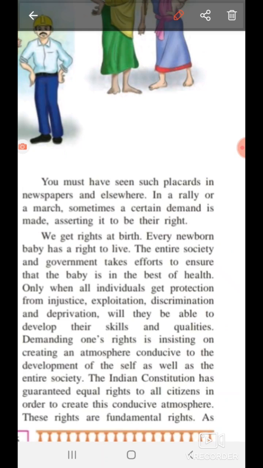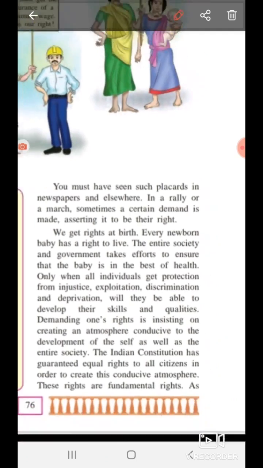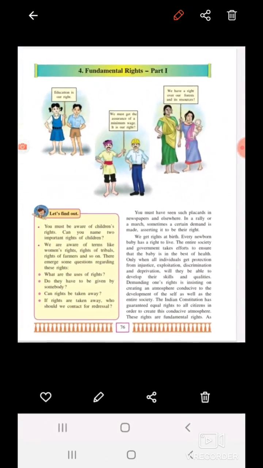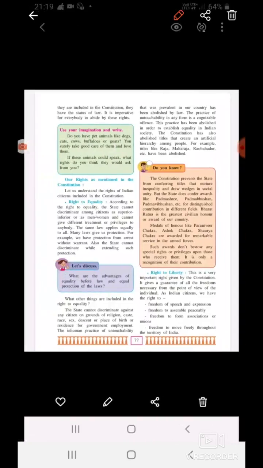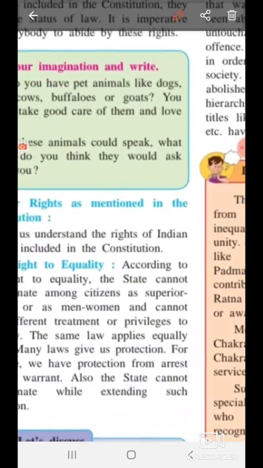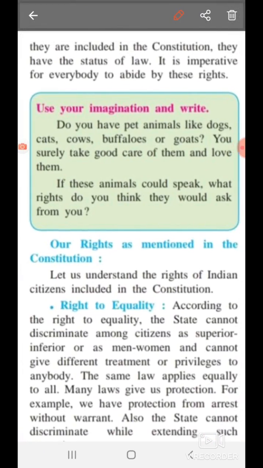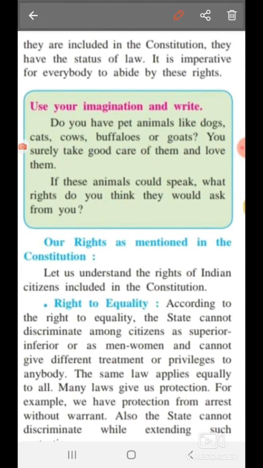society. Therefore, the Indian Constitution has guaranteed equal rights to all the citizens. Why? In order to create a very good atmosphere for itself and for the country itself. So this is called the fundamental rights or the basic rights. So fundamental rights means what? Certain rights which are given by the Constitution, and the government cannot make any law that violates these rights. So it is imperative, or compulsory, for everybody to abide by or follow these rights.